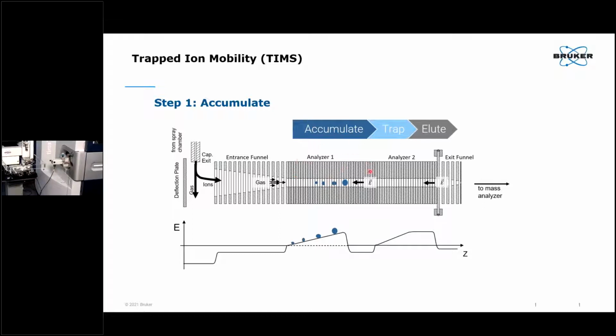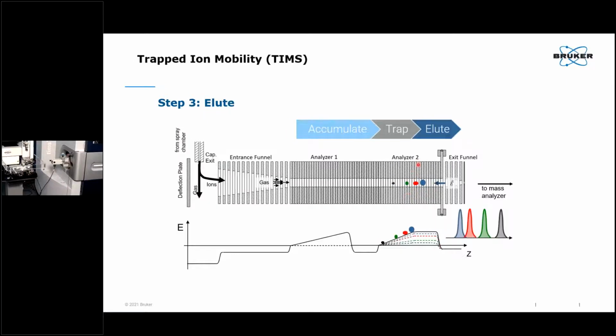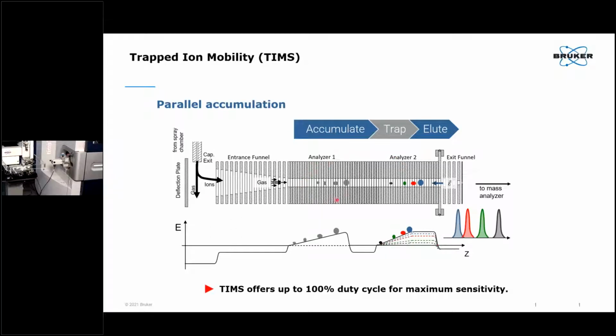So this is what we call accumulate, and you'll see we have two of these TIMS analyzers in series. So basically we would accumulate some 100 milliseconds of ion current here, and then we would push those ions into the second TIMS analyzer, where again they separate based on their ion mobilities, their collisional cross sections. Once they've separated, we then ramp down the electric field. So we start to drop the electric field, and then ions will elute from the TIMS cell in order of their decreasing collisional cross section. At the same time, we accumulate on the first TIMS analyzer the next packet of ions.